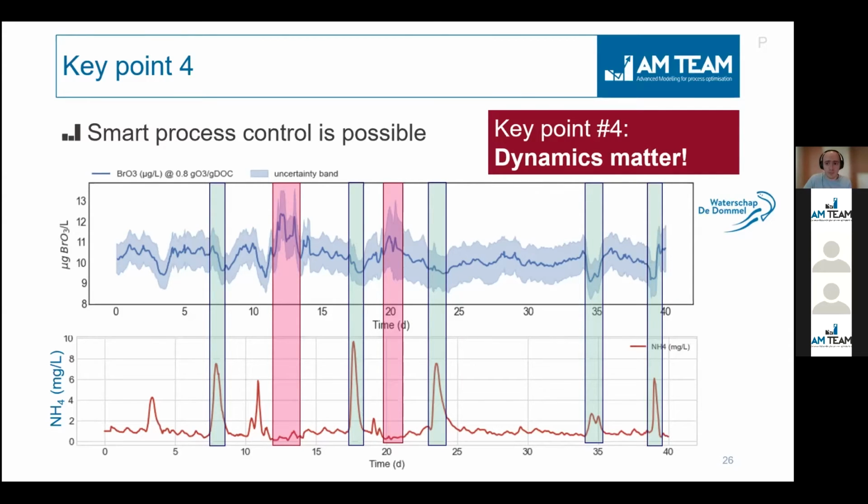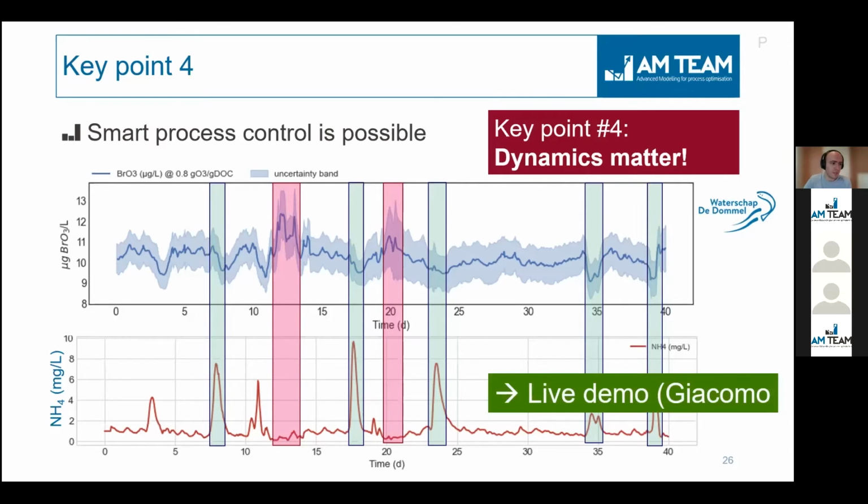And yeah, with the model, we can predict these dynamic variations in your micropollutant removal and your bromate formation, and we can see what is causing this. And that's how we can help you in smartly controlling your ozonation plant. We will go to Italy again for a demo. So Giacomo will show you some more of this.